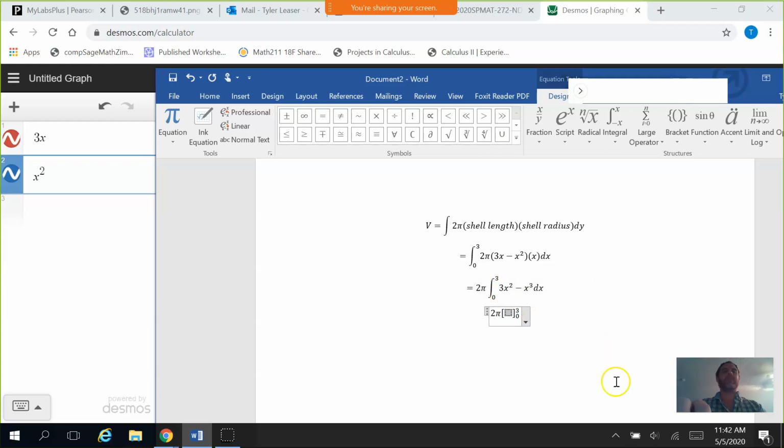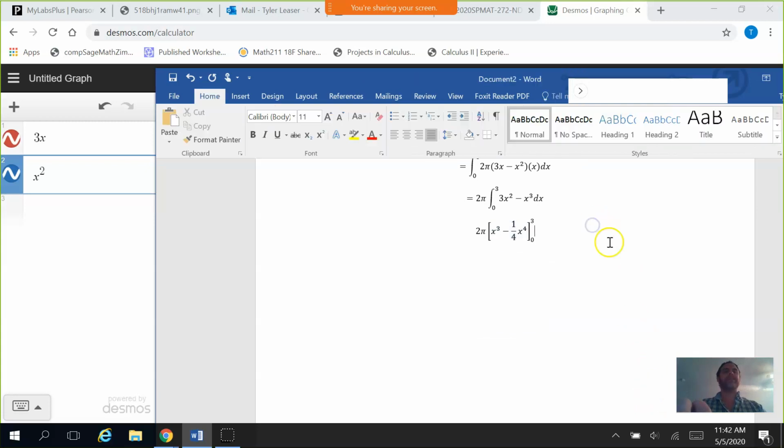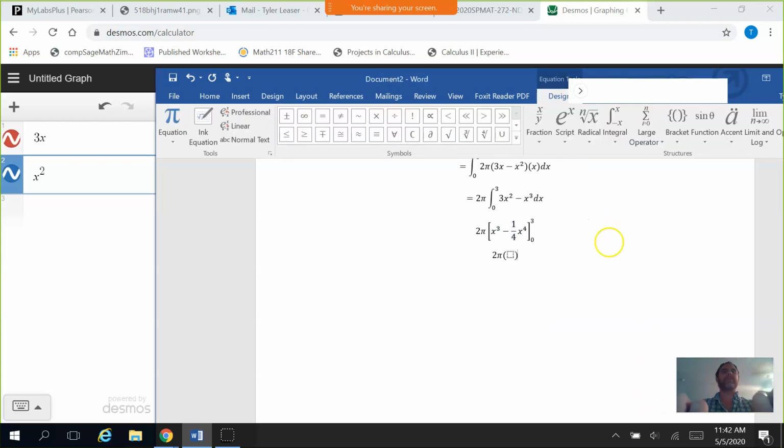So the antiderivative of 3x squared is going to be x cubed, minus x cubed is going to go to 1/4 x to the 4th. And this is going from 0 to 3. So if I plug 3 into that, I get 3 cubed, which is 27, minus 1/4 3 to the 4th. What is 3 to the 4th? 81, I think. So 81/4.